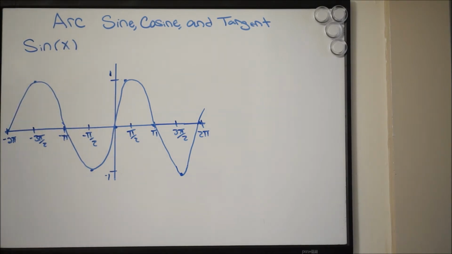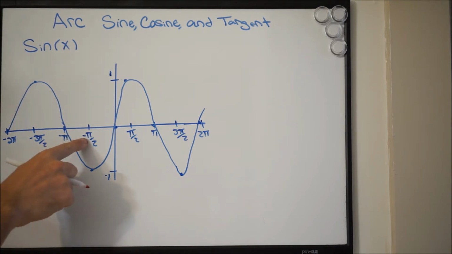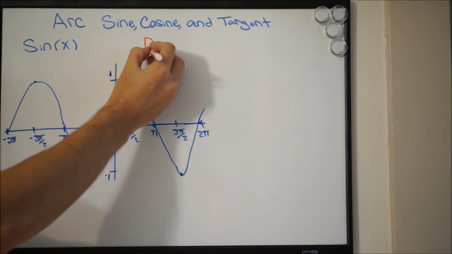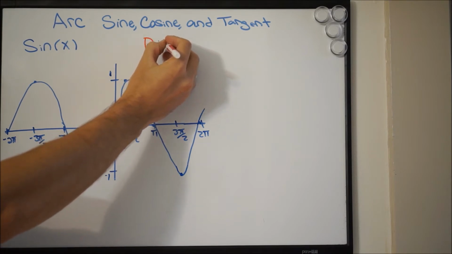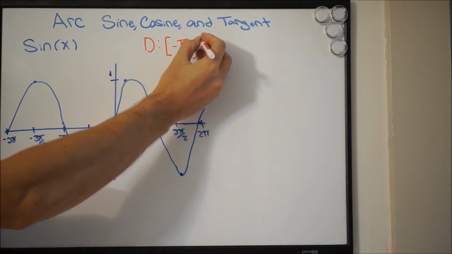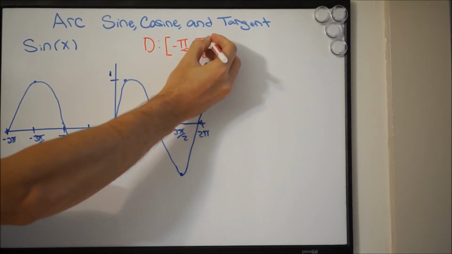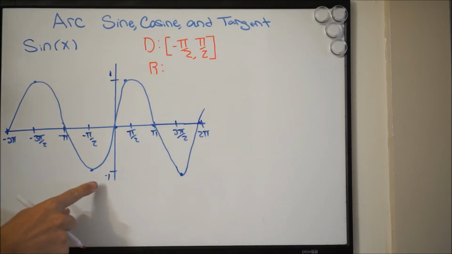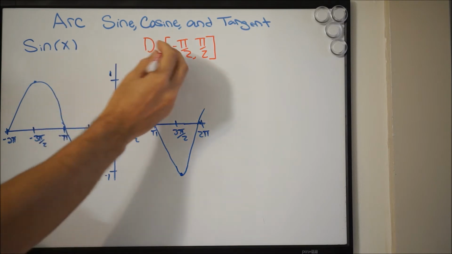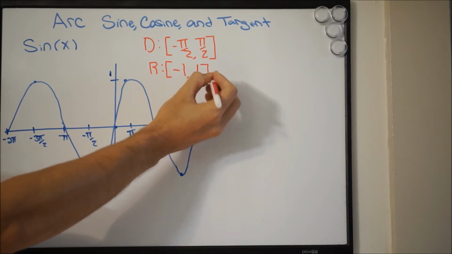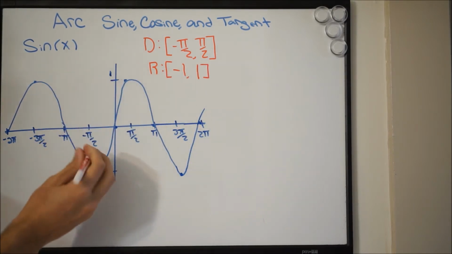So, in order to get around that, we need to restrict the domain here. We're going to do that by restricting it from negative pi over 2 to pi over 2. So for example, our domain, we're going to place a restriction on it, and we're going to have negative pi over 2 to pi over 2. And as our result here, our range naturally just becomes negative 1 to 1.